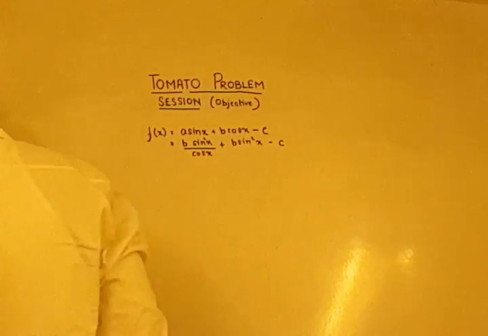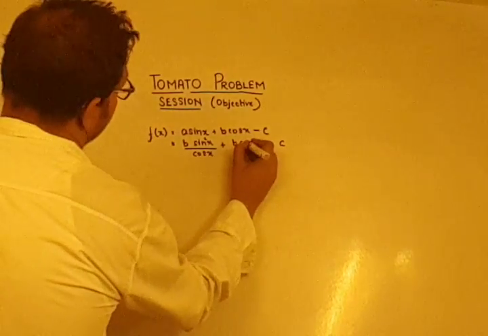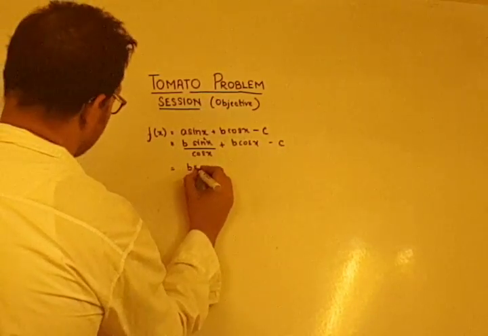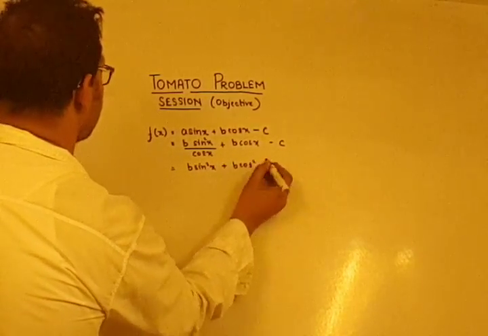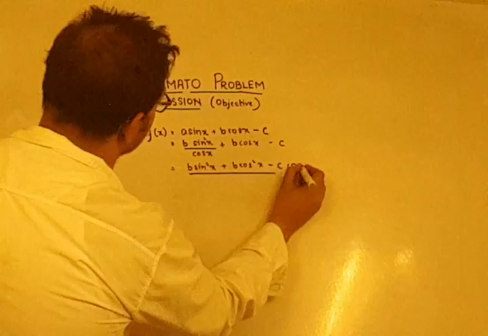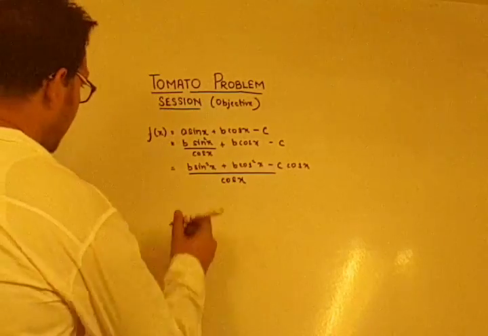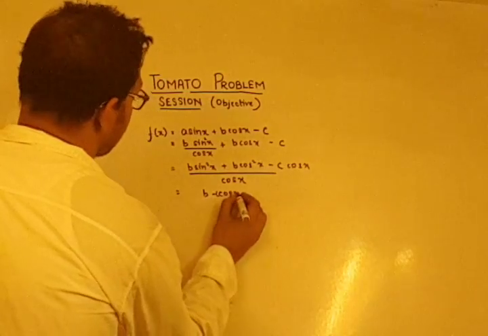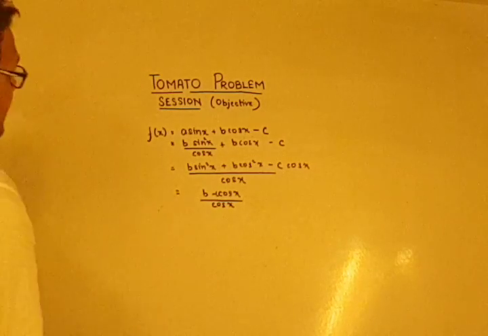minus, I made a mistake here, blunder. So b into cos x minus c. And what I do is I multiply by sin square x on top and bottom, plus b into cos square x minus c cos x, of course, and downwards it is cos x, and that is b minus c cos x by cos x. So this is the maximum value of the function.